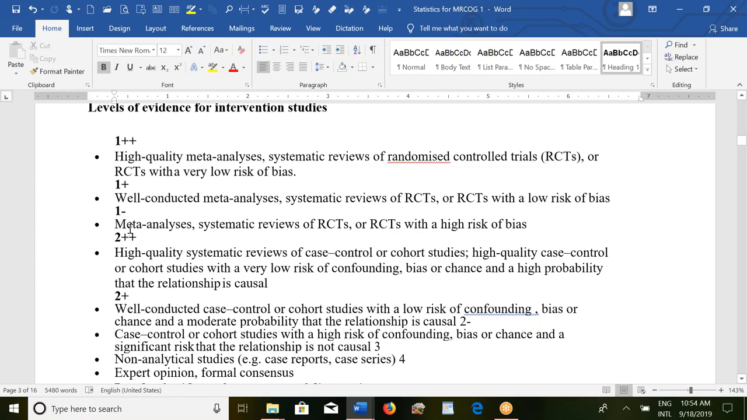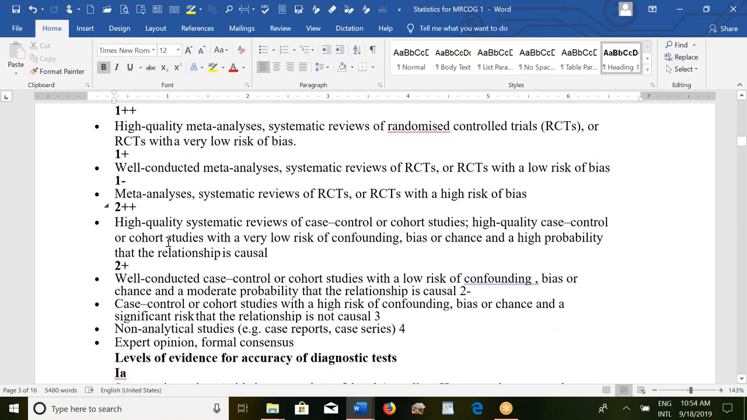Then 1-. It means meta-analysis, systematic reviews of RCTs or RCTs but with a high risk of bias. They will not go into this much detail, but still 1++, 1+ and 1- are highly reliable. They will fall in that group. That is the highest level of evidence.